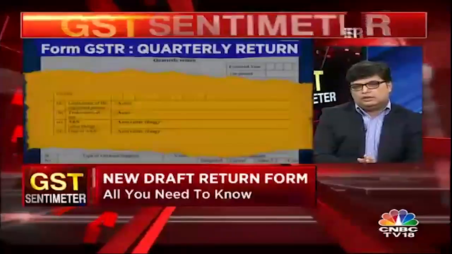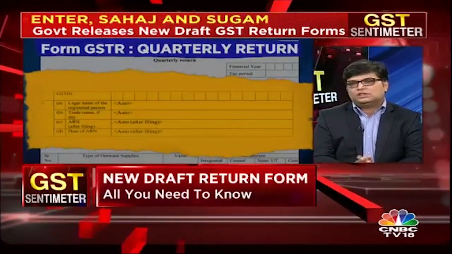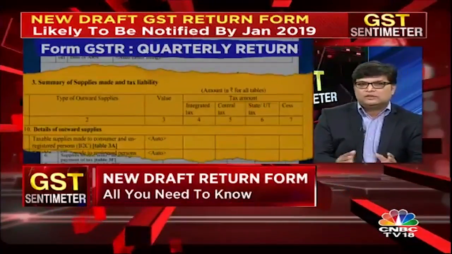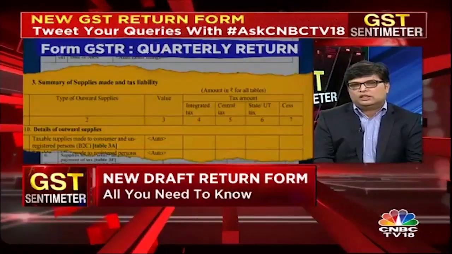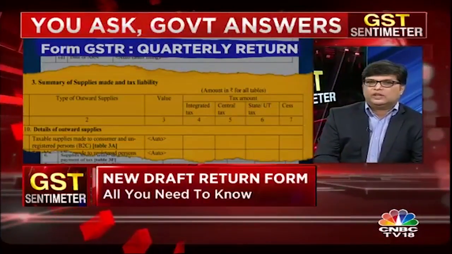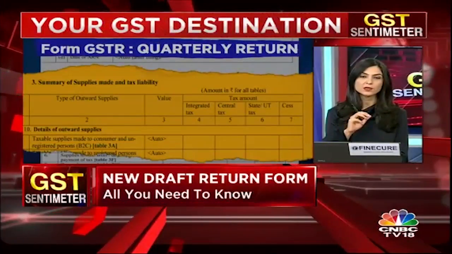Also, we had multiple stages of stakeholder consultations before this design was finalized by the Group of Ministers and approved by the Council. So this does take on board concerns of large and small taxpayers in a very significant way. What have been the main pain points that you have addressed through this new return format?